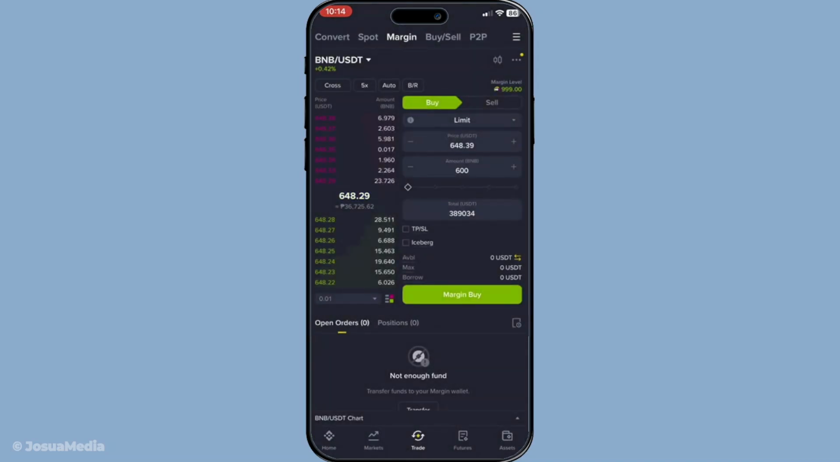That's it, you have just completed a margin trade on Binance. Manage your positions actively and keep up with the market to make informed decisions in real time. And remember, while margin trading can enhance profits, it can equally increase losses, so trade wisely.